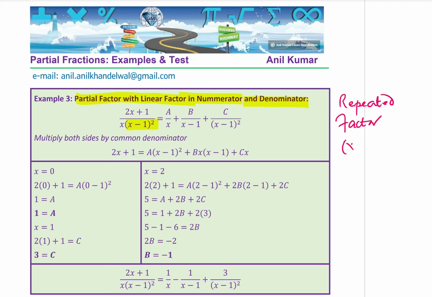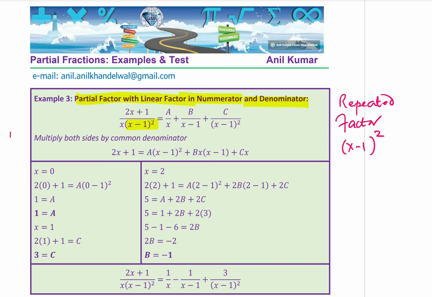So in this case, it is x minus 1 whole square, right? So that is a repeated factor. So that will result into 3 terms instead of 2. You get the idea, right? Because this is x times x minus 1 times x minus 1. The constants now are a, b, and c. However, the method is same.